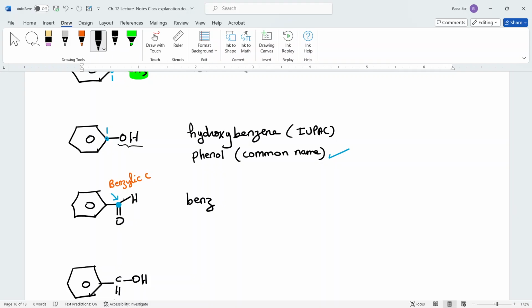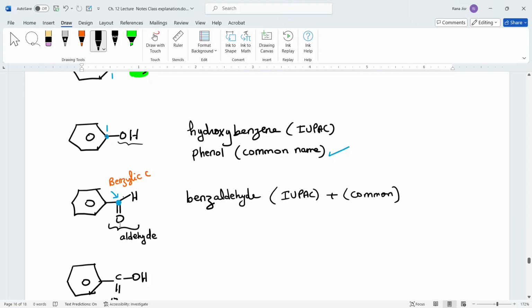Now, whatever comes after the benz represents the functional group that you already have. This functional group is an aldehyde. So your ending there is going to be benzaldehyde. And benzaldehyde is known to be both IUPAC and common. And we use it. We always use it whenever we are representing a structure like this. This is called a benz, and it's an aldehyde.